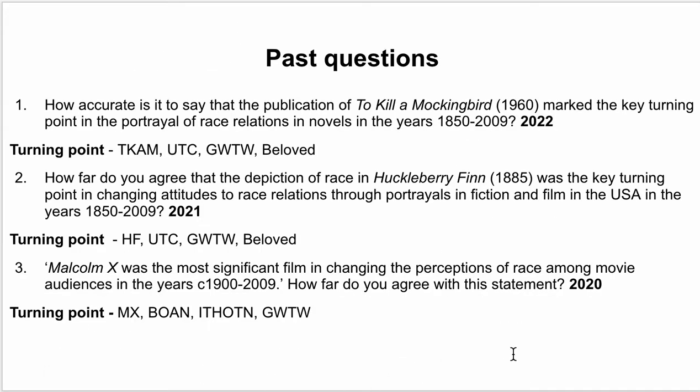So, this one is from 2022. How accurate is it to say that the publication of To Kill a Mockingbird marked a key turning point in the portrayal of race relations in novels in the years 1850 to 2009? So it's really just asking about novels here. You start with To Kill a Mockingbird, then you could talk about Uncle Tom's Cabin, then Gone with the Wind, and then I've put Beloved there, towards the end of the period, so I've got a range across the period.